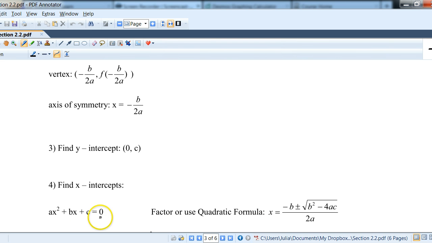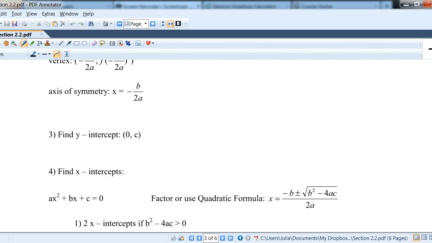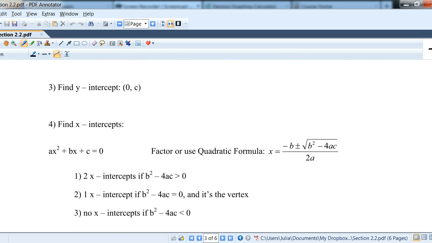You set the equation equal to 0. If you can factor, do so. If it's difficult or sometimes not possible, then use quadratic formula. And there are some steps that you can use because sometimes you don't need quadratic formula. You do not always get x-intercepts. If you notice the graph above, sometimes the parabola doesn't even cross the x-axis.